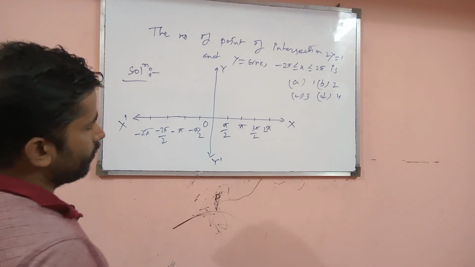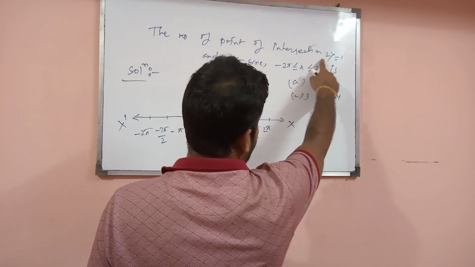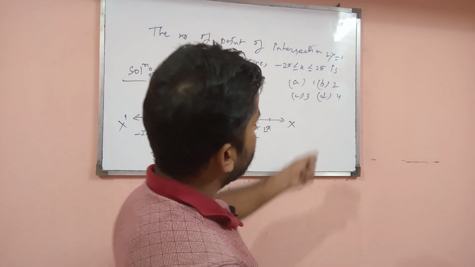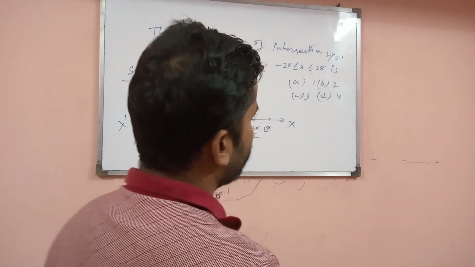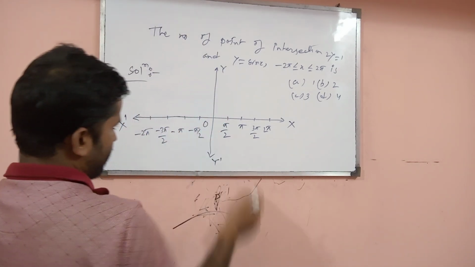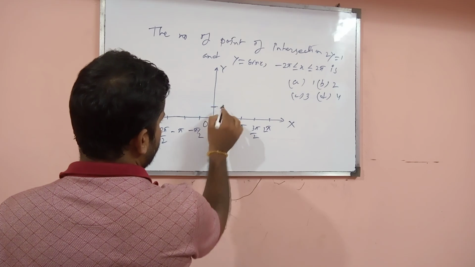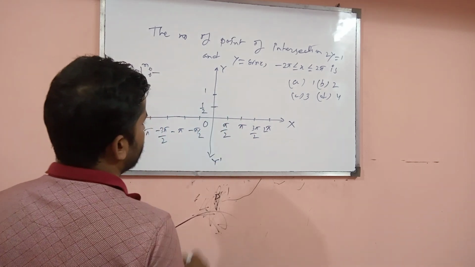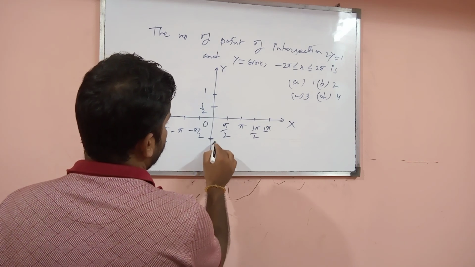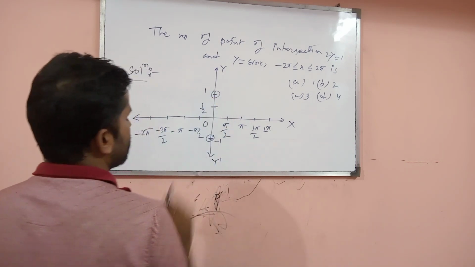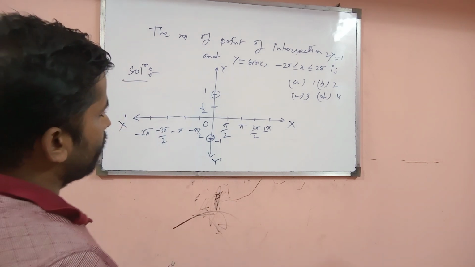Okay, so twice y is equal to 1, so it implies y is equal to half. As we know, y equal to constant is parallel to x-axis. Suppose this is half and this is 1 and this is minus 1.